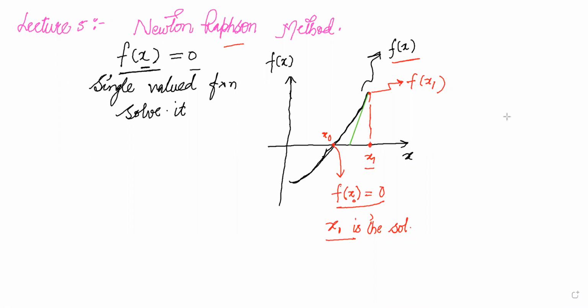Once we have drawn the tangent at this very point at which the value of our function is f of x1, the coordinates of this point will be, along the x-axis x1, and along the y-axis f of x1. Fine. So at x1, the value of the function is f of x1. At this very point, we are drawing a tangent.